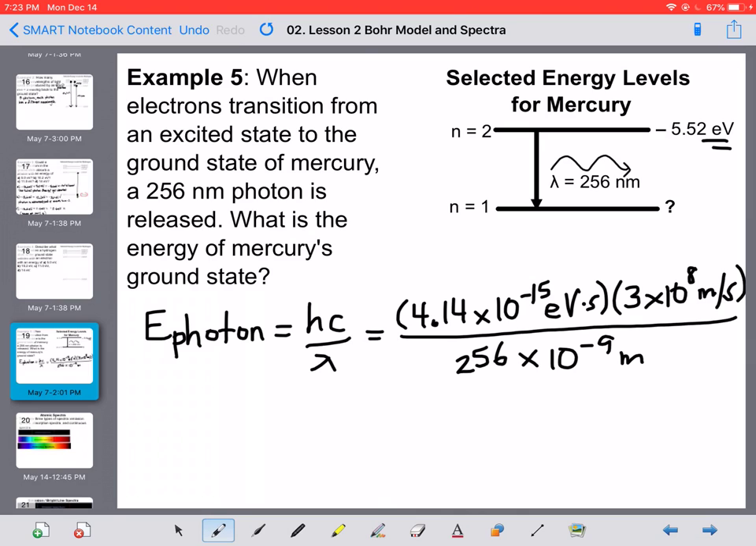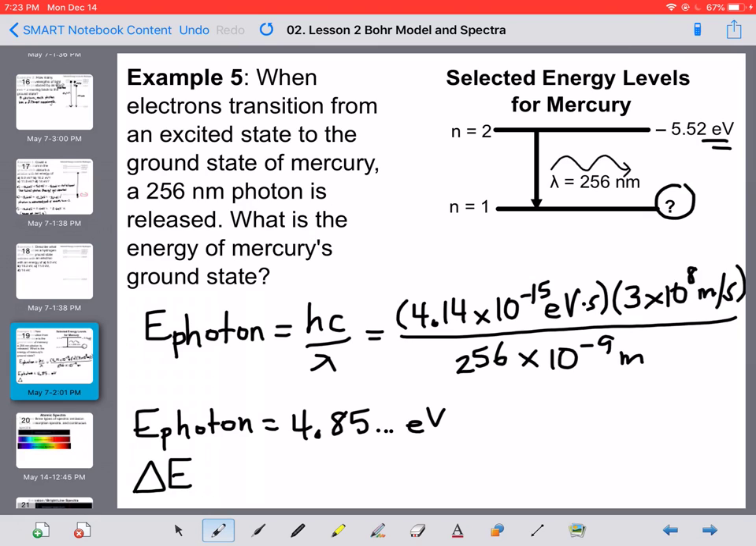So calculating that, we find that the energy of the photon that is released because the electron made a transition is about 4.85 electron volts. So now what we need to do is figure out what this question mark is. So we need to figure out what the energy associated with the first energy level is. So we're going to write down what the change in energy is for the electron that's making the transition.